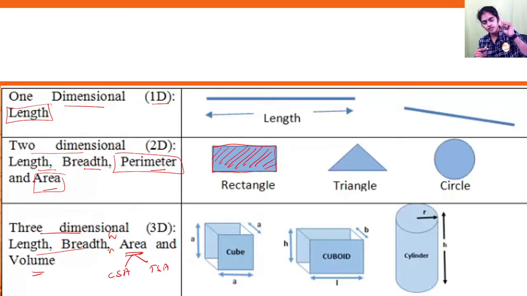So let me repeat. For a one dimensional figure you calculate only the length. For two dimensional you have length and breadth, so two things there, area and perimeter. For three dimensional you have length, breadth and height, so three things you can calculate there: lateral surface area, total surface area and the volume. This curved surface area is also called lateral surface area. In case of cube and cuboid, we call CSA as LSA, and TSA is same for everyone, and then volume. So let's see how we can calculate them.